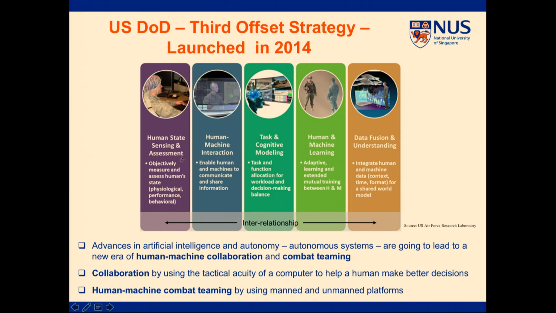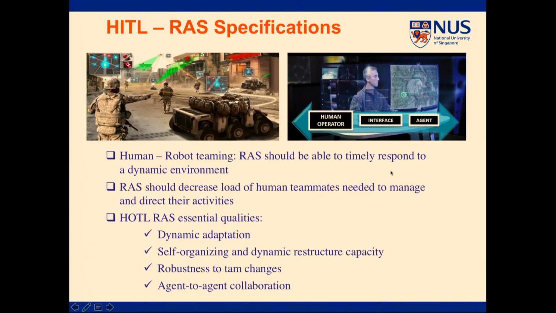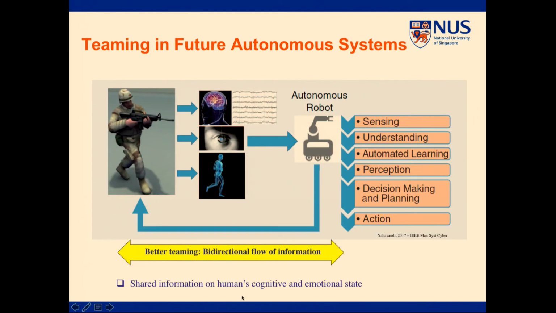So this is further human state sensing, human-machine interaction, task and cognition, machine learning, fusion. The systems have to be dynamic, adaptive, self-organizing, robust, and so on. Teaming up, right? We'll have to team up with robots, as Elon Musk was saying. So robots do the sensing, and we do maybe the understanding, and robots do the automated learning, and maybe we provide the perception. No, this person is a good person.